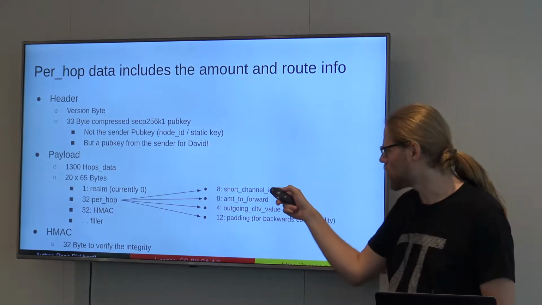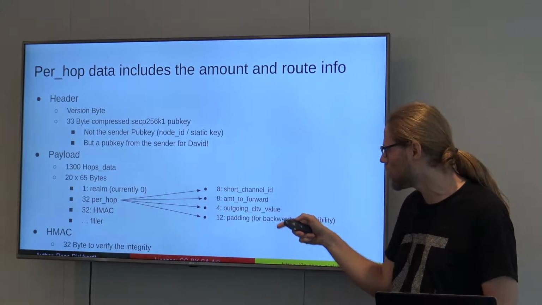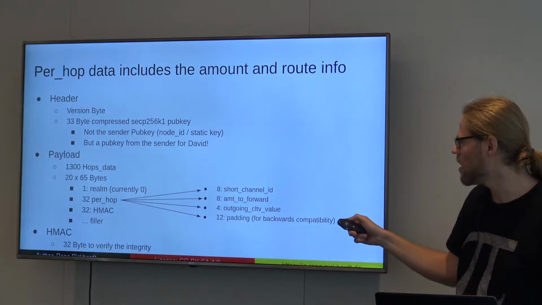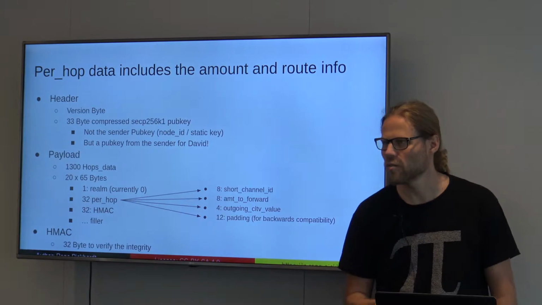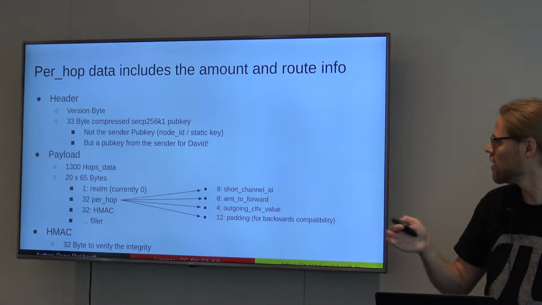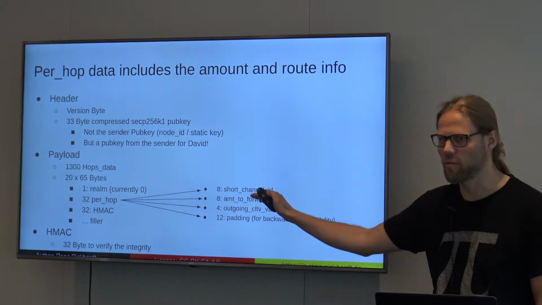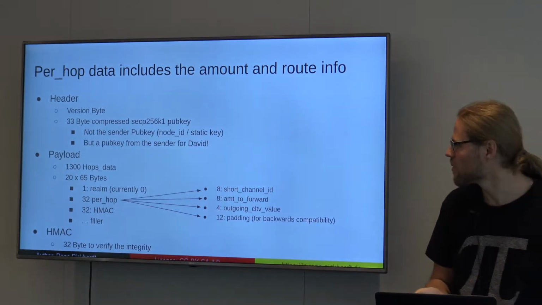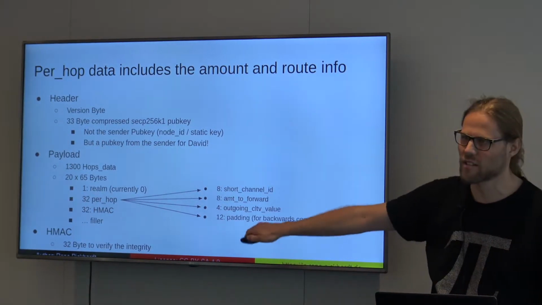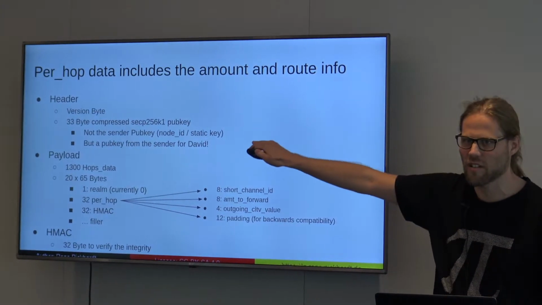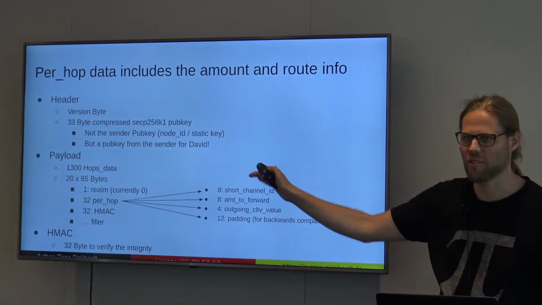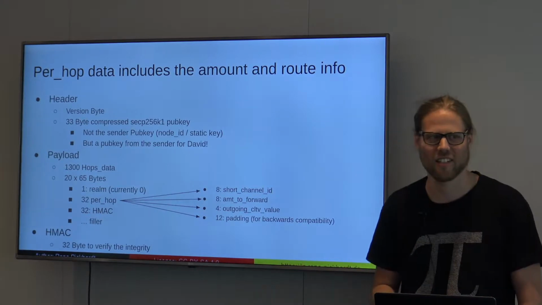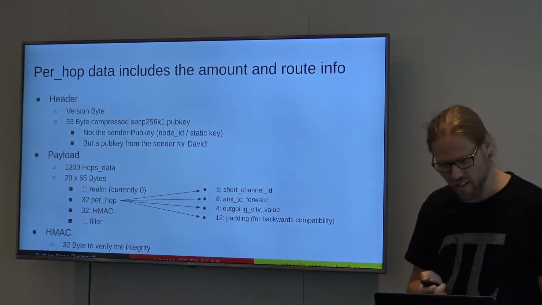We store the short channel ID, the amount to forward, the outgoing CLTV value, and then some padding, which we might use later for other information. So we already put this here for future backwards compatibility. And as you can see, in this data that we use in the onion, the payment hash is nowhere included, which again, I think is a little bit remarkable that it works without it.